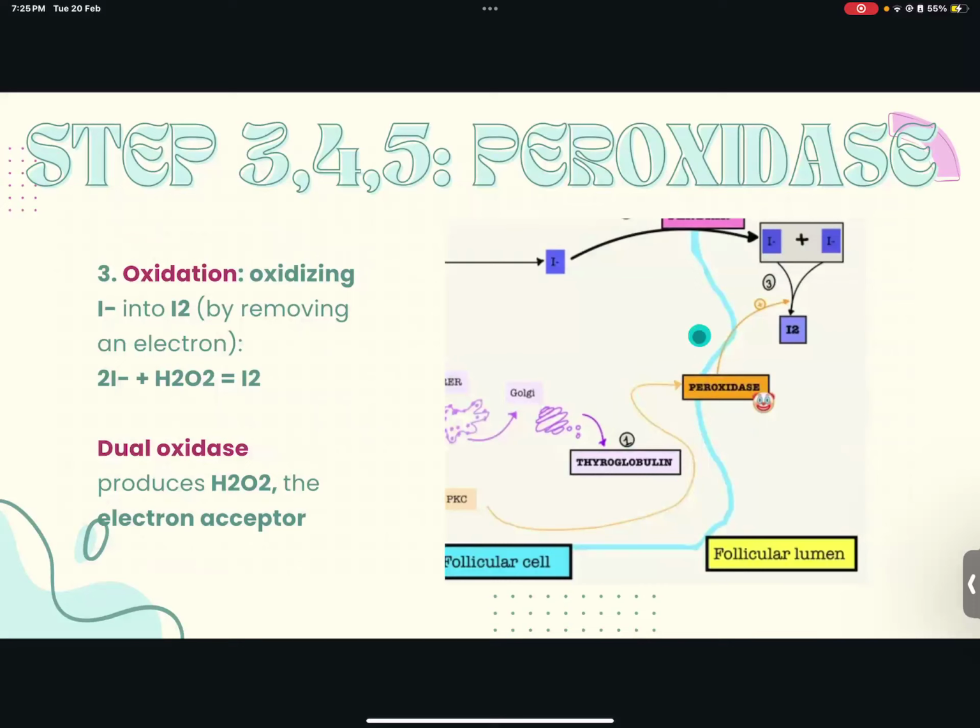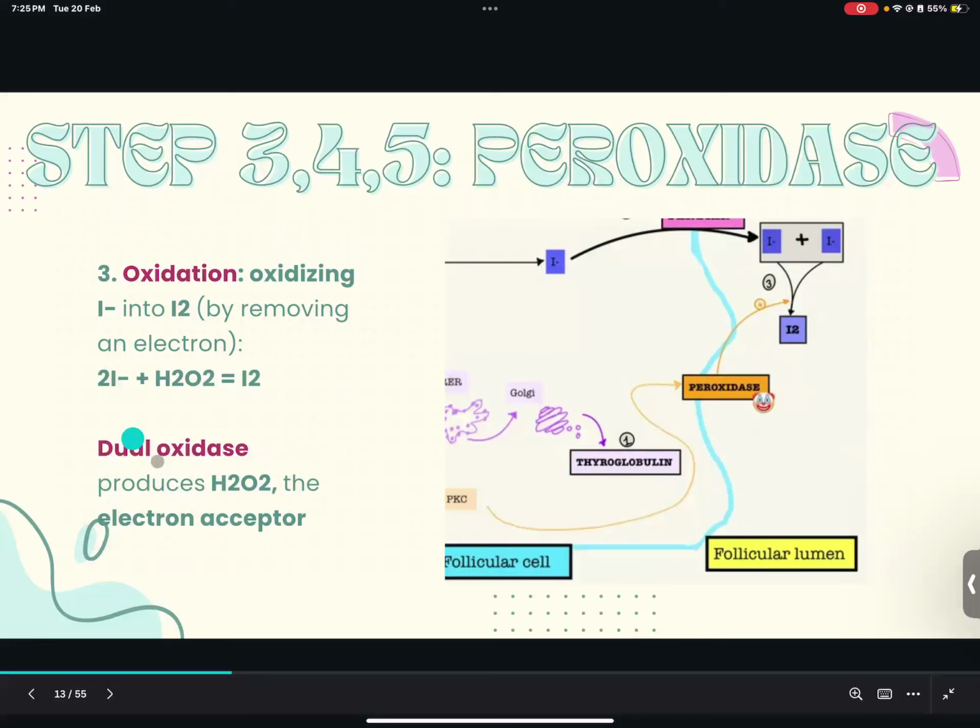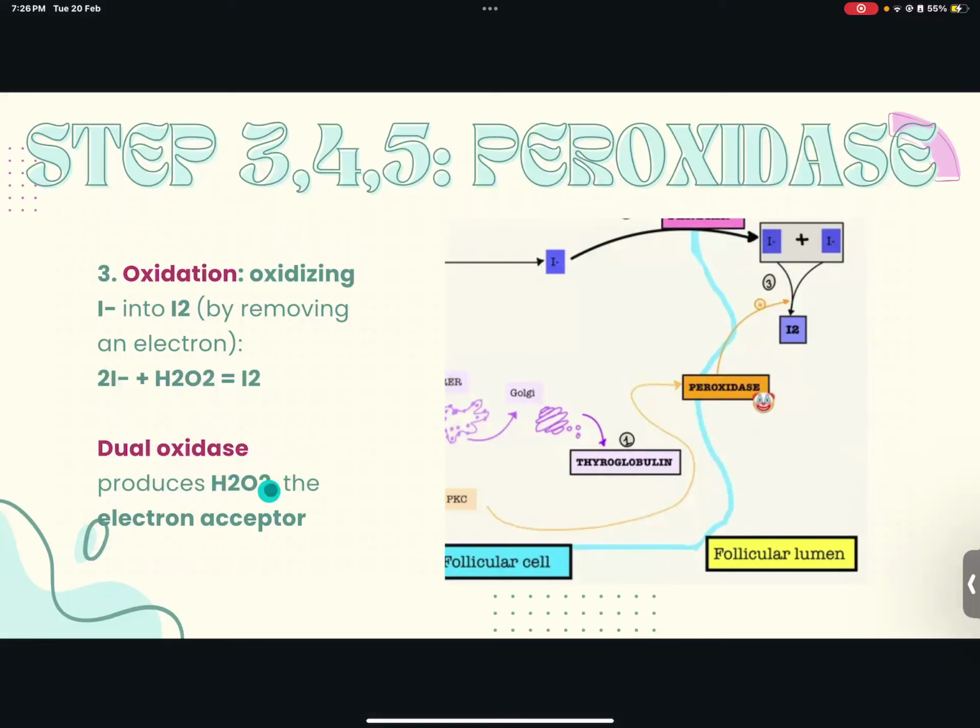Now, I zoomed in on the picture so that you can see it more clearly, but what peroxidase does is put 2 iodides together and form an iodine molecule, so an I2. How it does this is that it removes an electron, so it oxidizes them. This is called oxidation, the first step. There's another enzyme involved in this process called dual oxidase, which produces hydrogen peroxide, or H2O2, and that's going to act as the electron acceptor. So when you remove the electron from the iodine molecule, the molecule that's going to accept that electron is H2O2. So that's the electron acceptor.